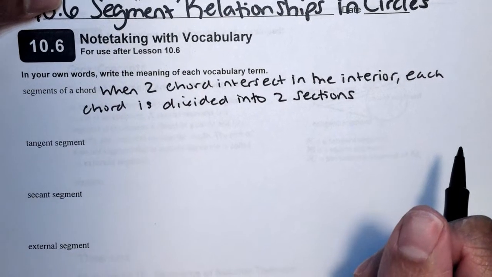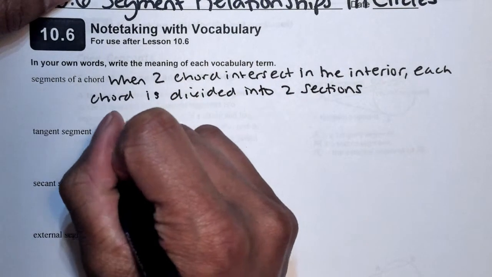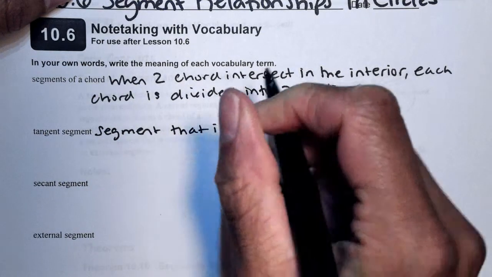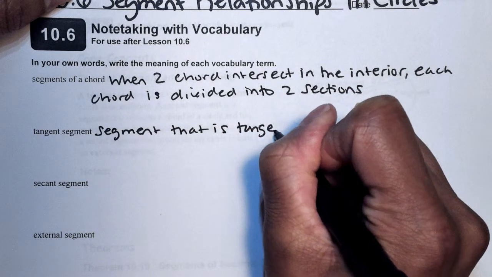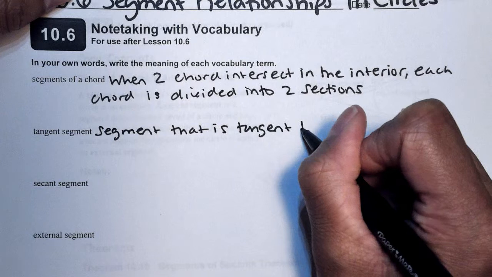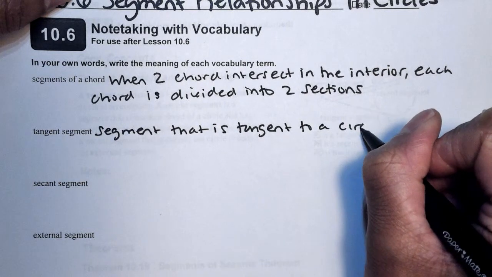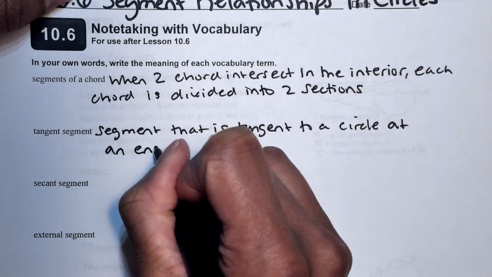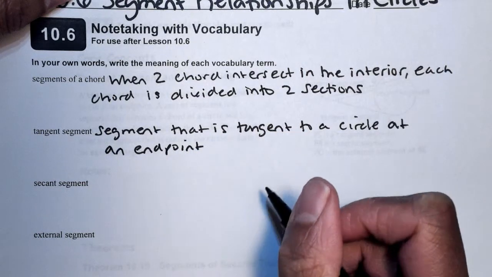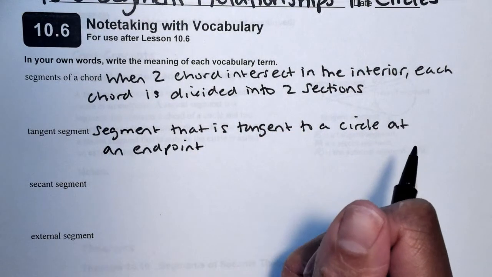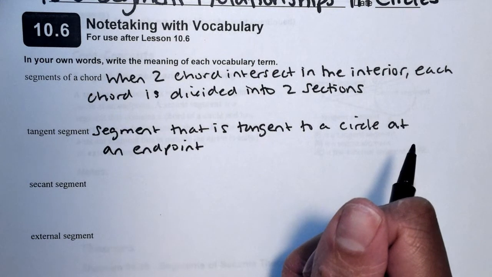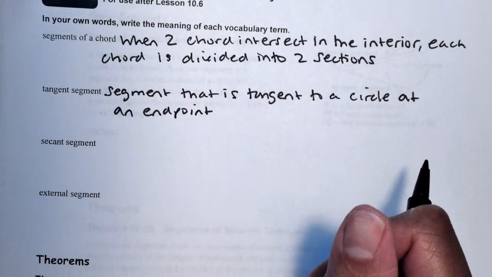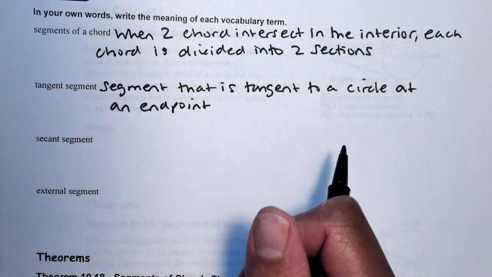Our next definition is a tangent segment. A tangent segment is a segment that is tangent to a circle at an endpoint. So unlike a previous tangent line, that was a line that kind of grazed the side of a circle, this time we have a segment, so it has an endpoint on both ends.